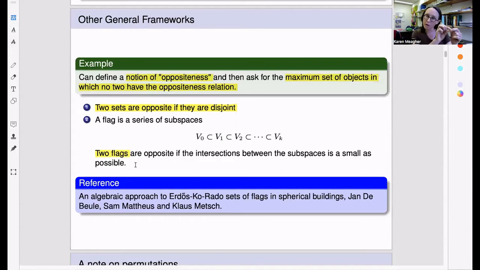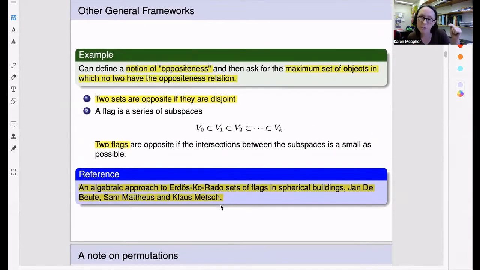So with flags, you have a series of vector spaces, one contained in the other, and then you can take two flags. And the oppositeness idea is that if the intersection between the different vector spaces is as small as possible, they're going to be opposite. And then you go looking for the largest set of flags where you don't have this relation. And so this was the paper that we saw last week. Okay, so there's lots of different general frameworks to ask this question.